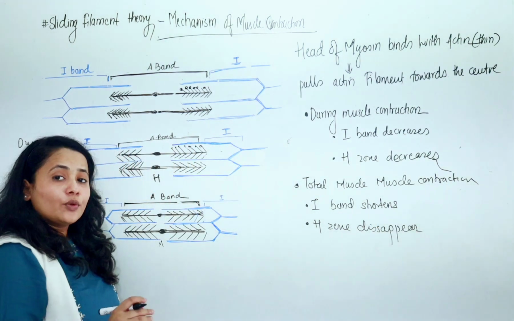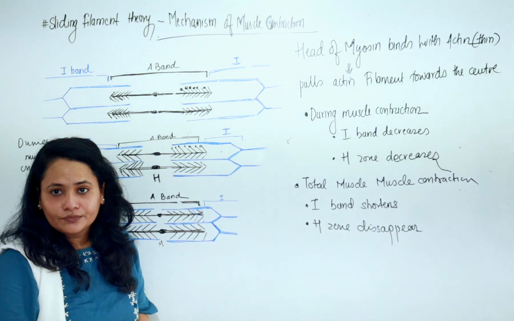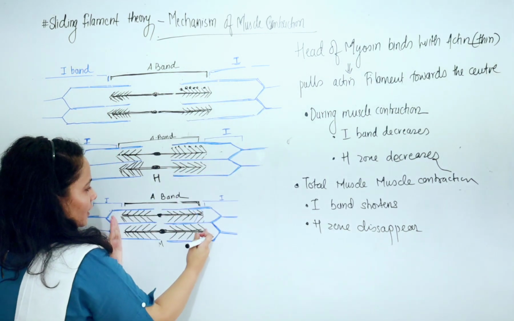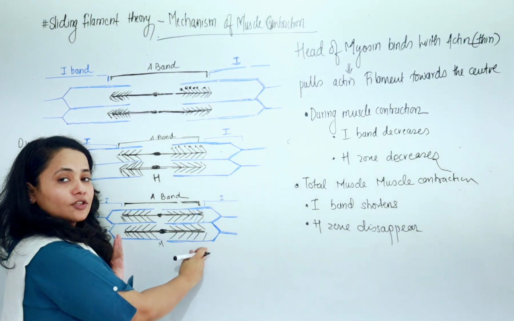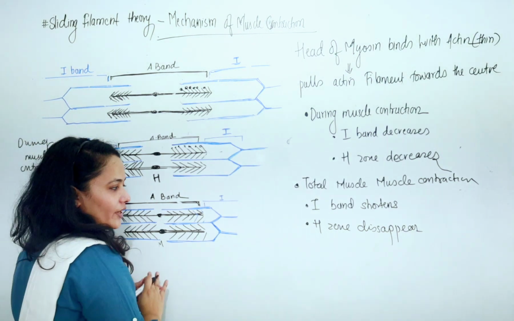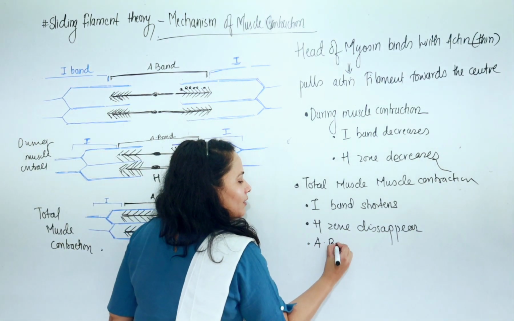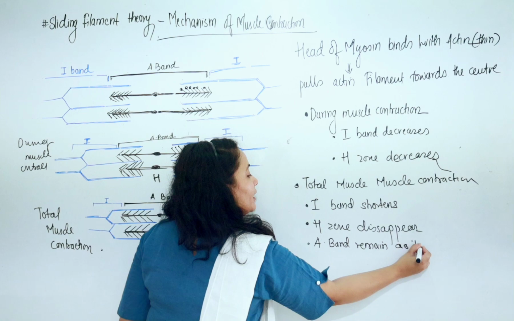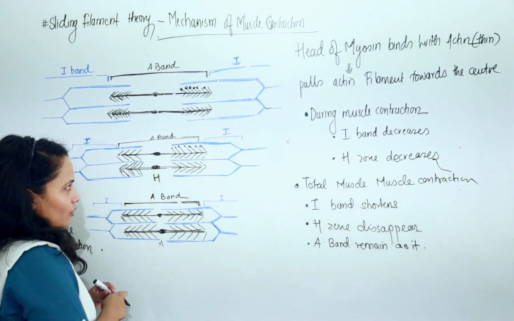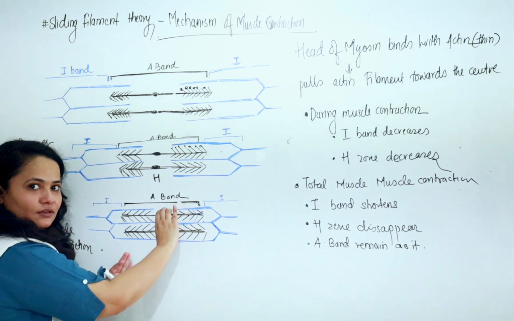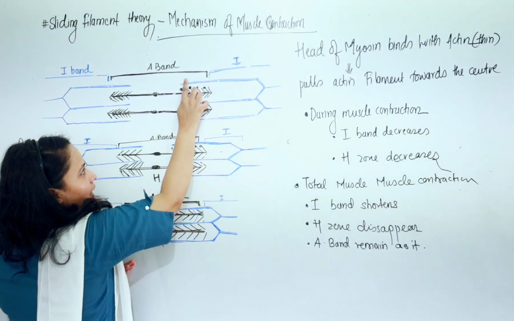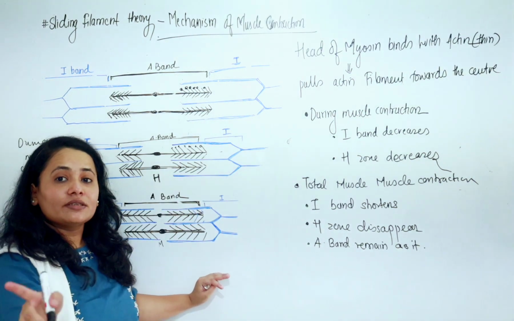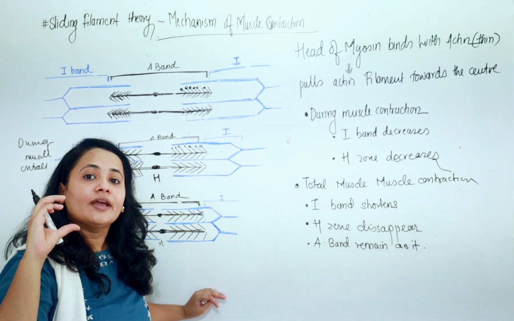So H zone has disappeared. And which band does not change at all? It is the A band. You can see that there is a consistency of A band. It does not change at all. So you can say that A band remains as it is in length. But if we talk about thickness, then can we say it becomes thickened? Because you can see that the thin filaments are till here, but then onwards it is coming till here and then here. So A band remains as it is in the length, but in the diameter it gets thickened.